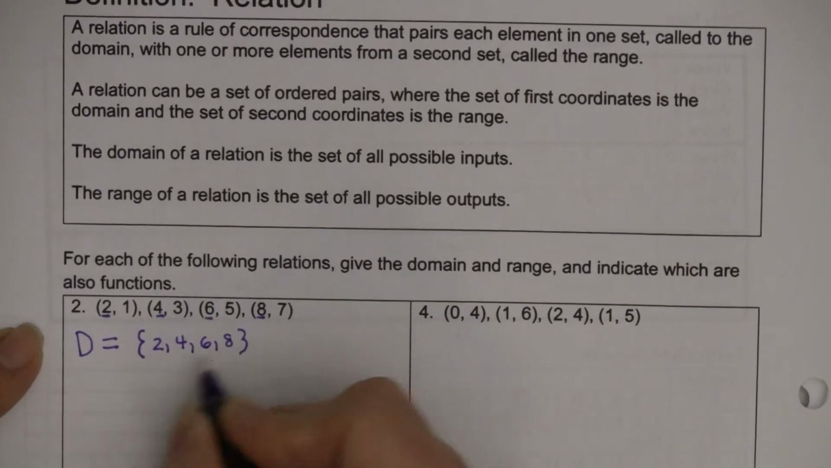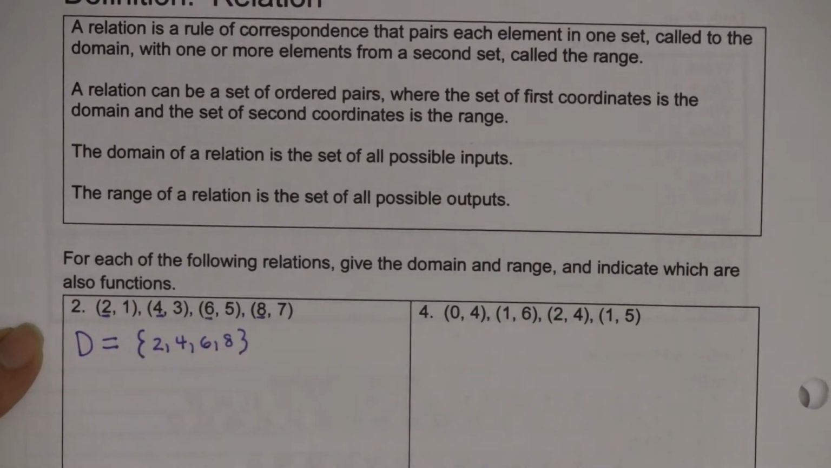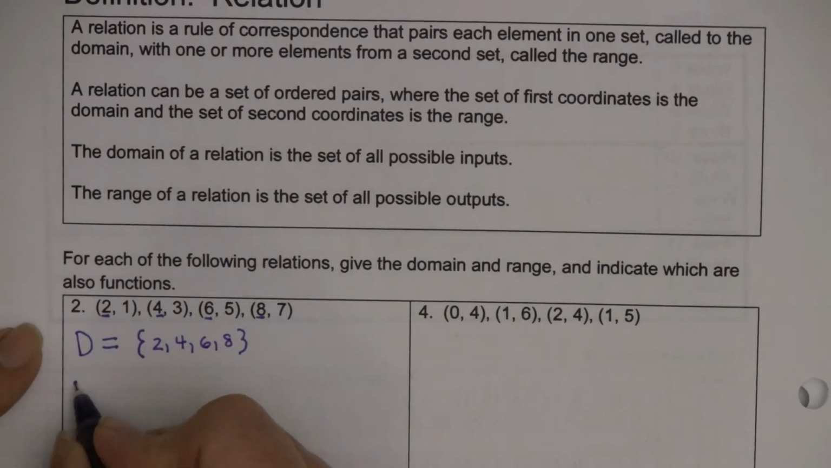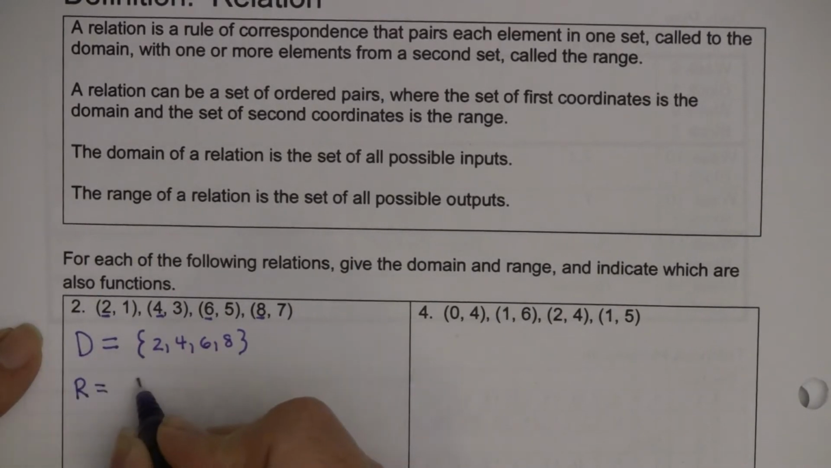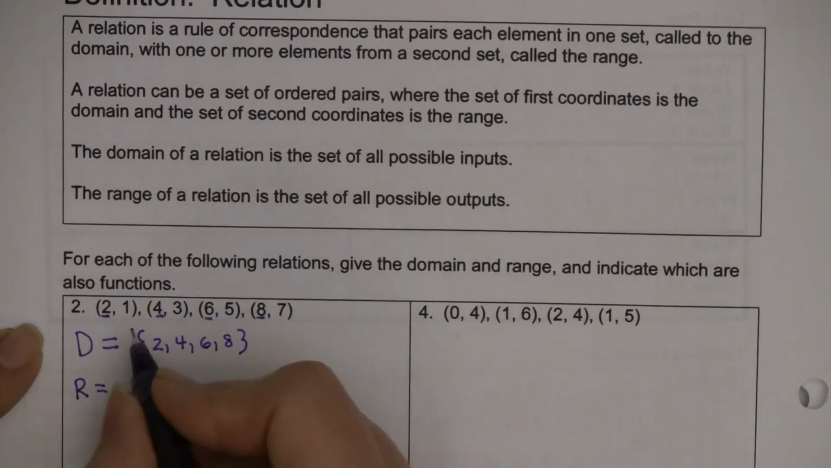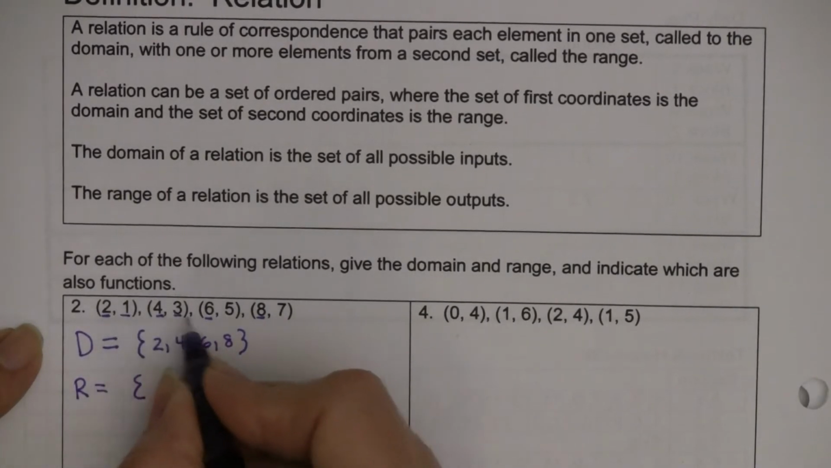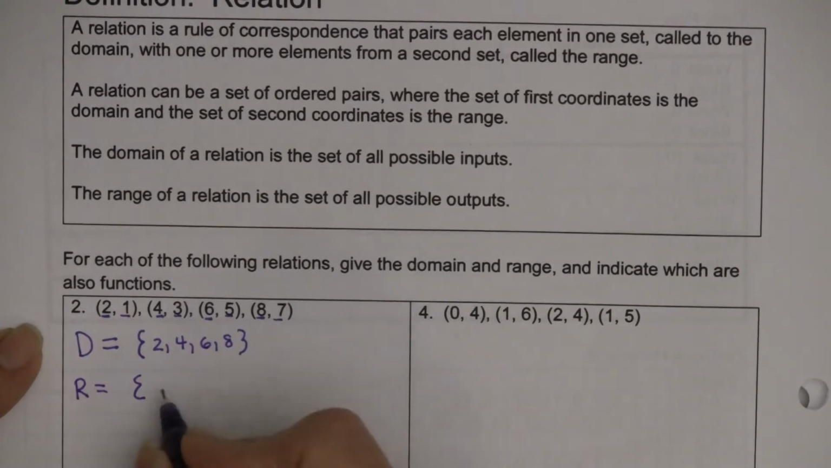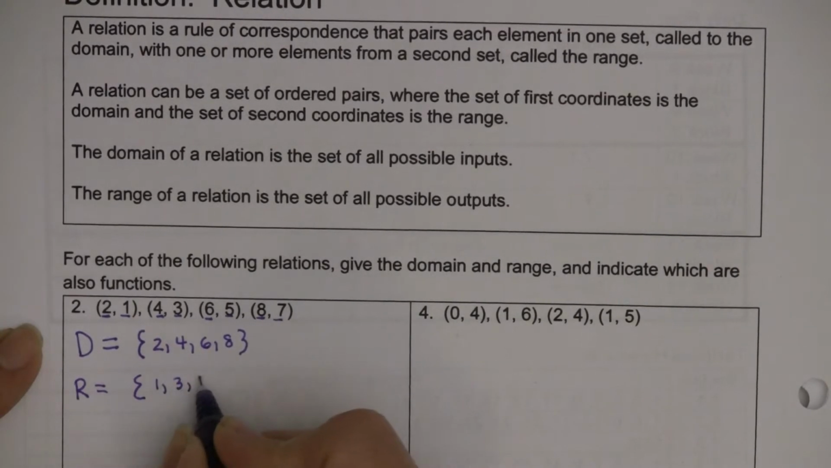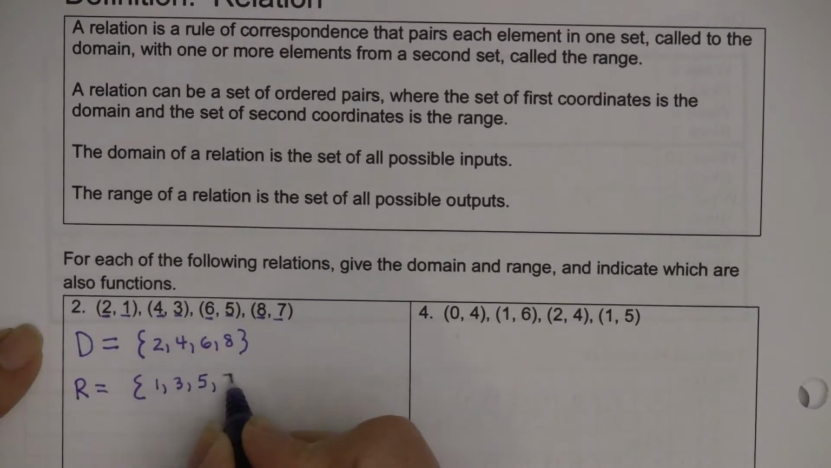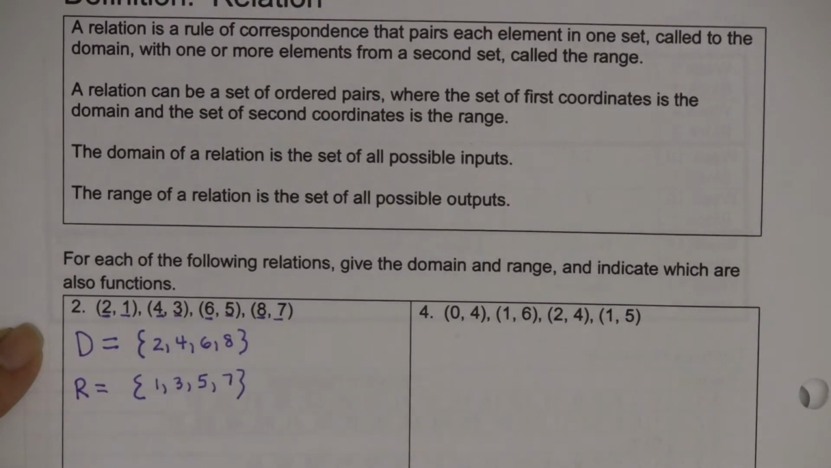Remember, those were set brackets, and these are the elements in our set. Then I'm going to use a capital R for range, and range is the y values. They have 1, 3, 5, and 7. Coincidentally, or conveniently, they have them in order. They wouldn't have to be in order, and they're not on number 4. So there we've identified the domain and the range.